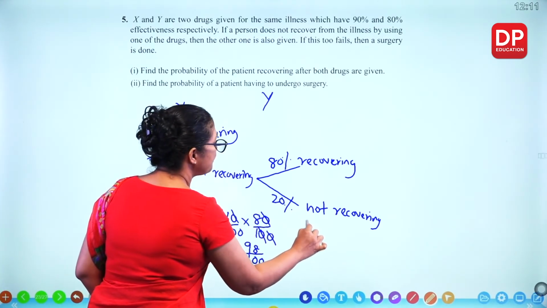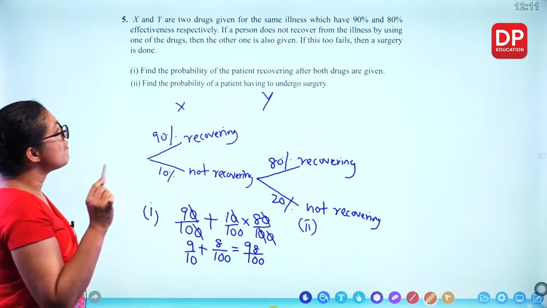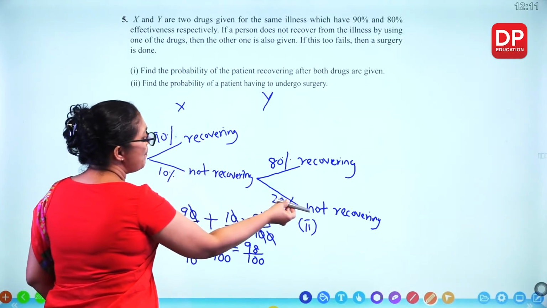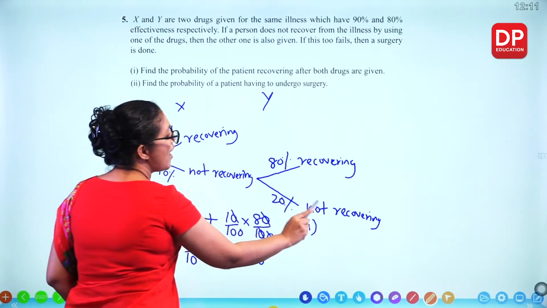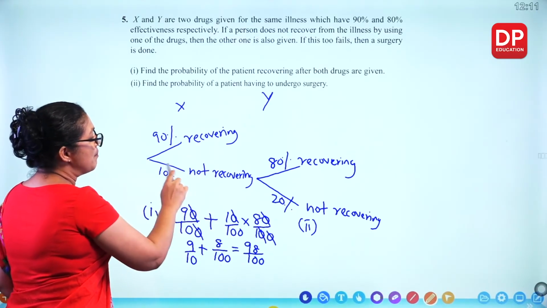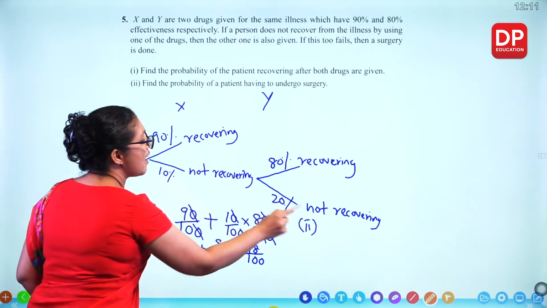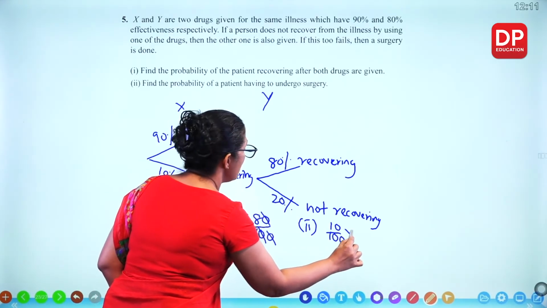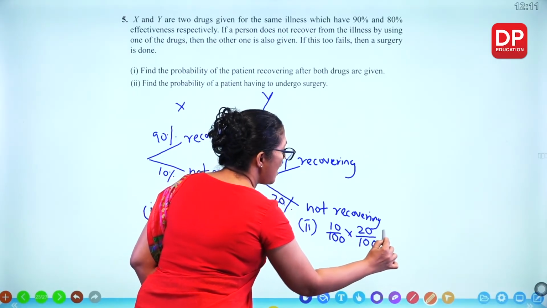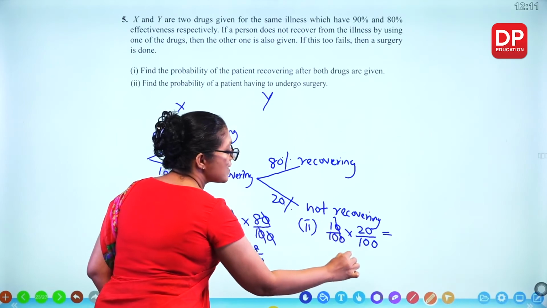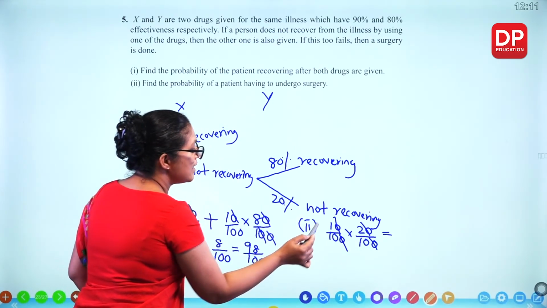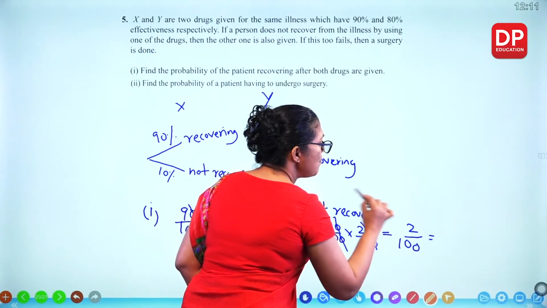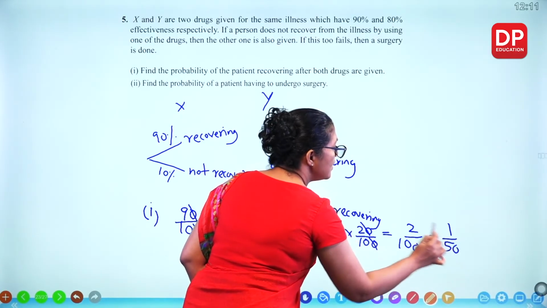What's the second part? Find the probability of a patient having to undergo surgery. So how it happens? Both X and Y are not, because of X and Y, not recovering. So this branch. So what's the probability? 10 over 100 into 20 over 100. So you can cancel out the zeros and then 2 times 100, or simplify, you get 1 over 50.